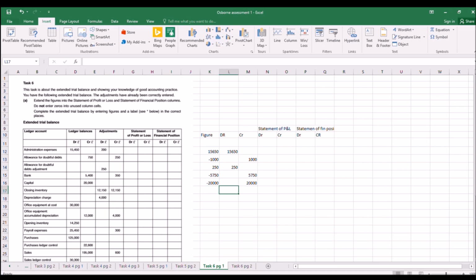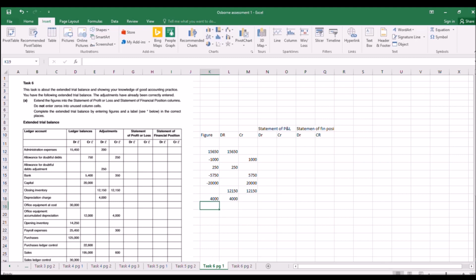Now our inventory is going to be 12150, and we have the same thing in there because one's going to go to the statement of financial performance, or the profit and loss account, which is going to be the credit figure, and the debit figure is going to the statement of financial position or the balance sheet. That's because that's the asset at the end of the year, so that will be that. Our depreciation charge is 4,000 as a debit. There's no more adjustments to that.